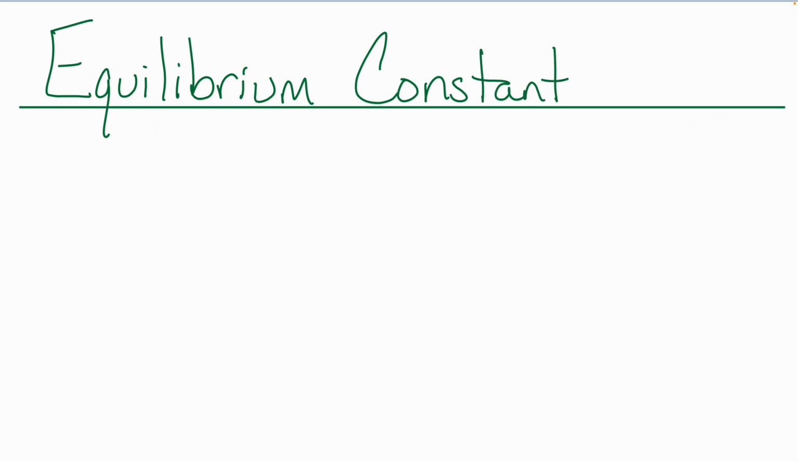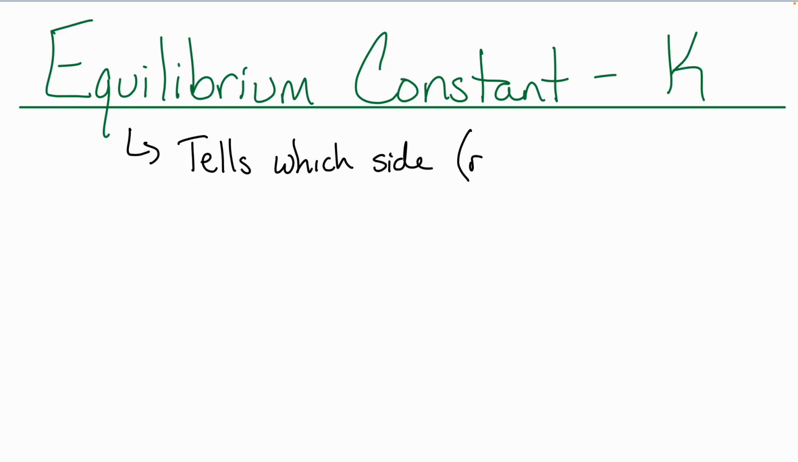All right, equilibrium constants have this symbol that we use, uppercase K. All right, and your equilibrium constant is a value, so every reaction has an equilibrium constant. You can go look it up in one of those big books that they have. All right, and what that tells you, all right, so your equilibrium constant tells you which side of your reaction, by that I mean reactants or products, is favored at equilibrium.